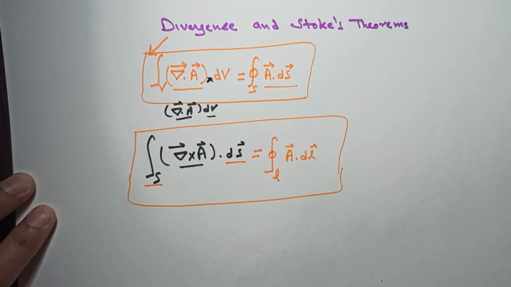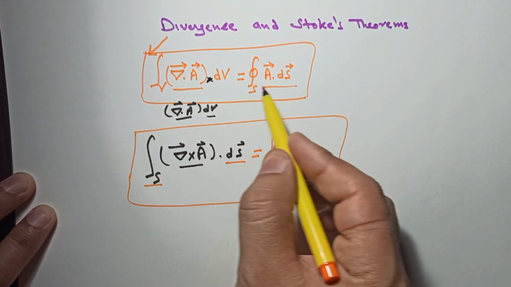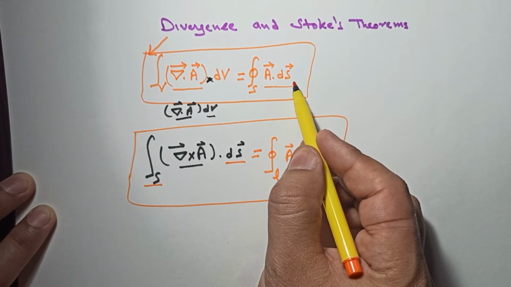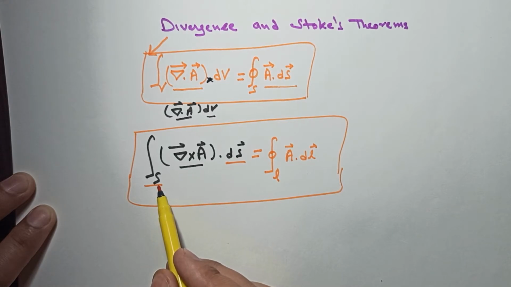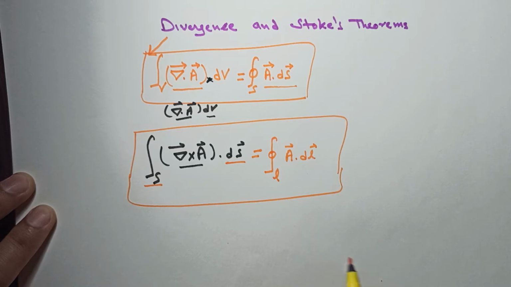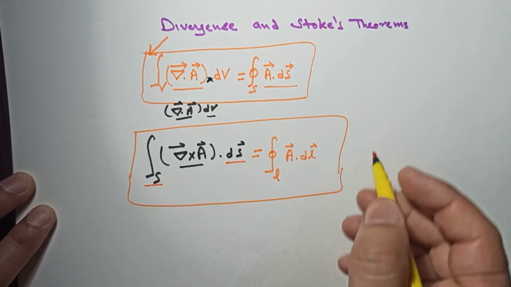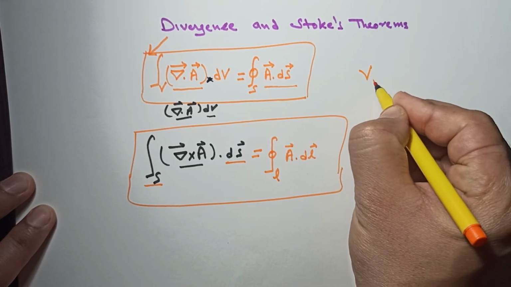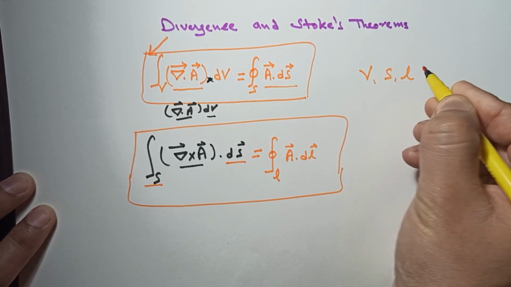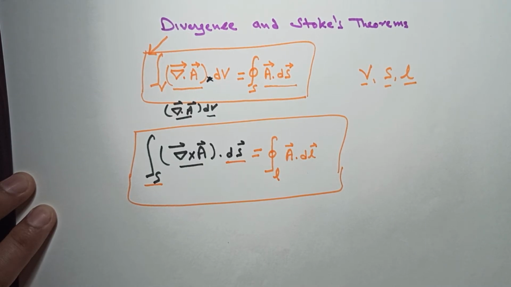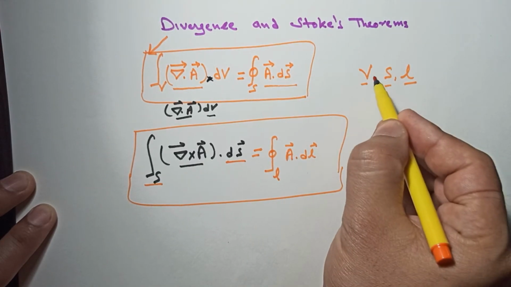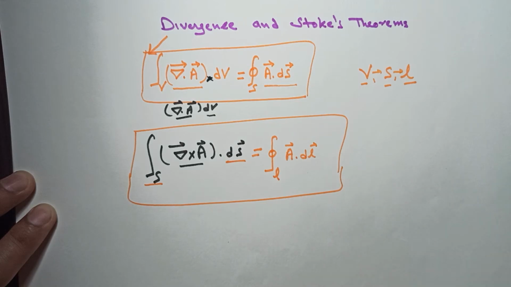So basically the divergence theorem is used to convert the volume integral into the surface integral, and the Stokes theorem is used to convert the surface integral into the line integral. So the trick is volume, surface, line. This is the volume integral, this is the surface integral, this is the line integral. So we can always convert volume to surface, surface to line.